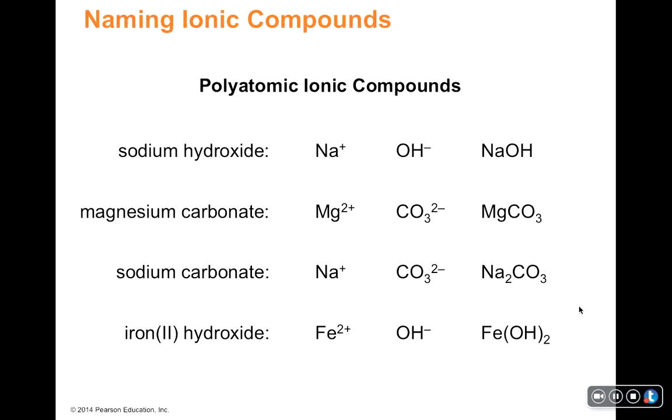So I need 2 hydroxide ions here to balance out the +2 charge on iron. So I put parentheses around the whole polyatomic ion, OH, and a 2 outside. That means 2 hydroxide ions. So let's check. I've got 1 iron ion with a +2 charge and 2 hydroxide ions, each with a -1 charge. So the total charge there is -2. +2 and -2 cancel each other out.